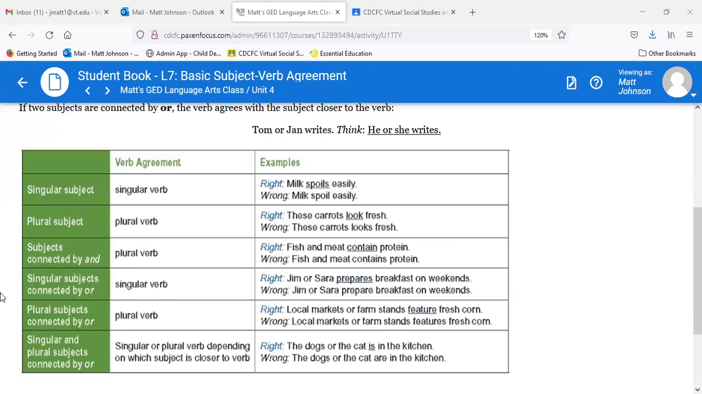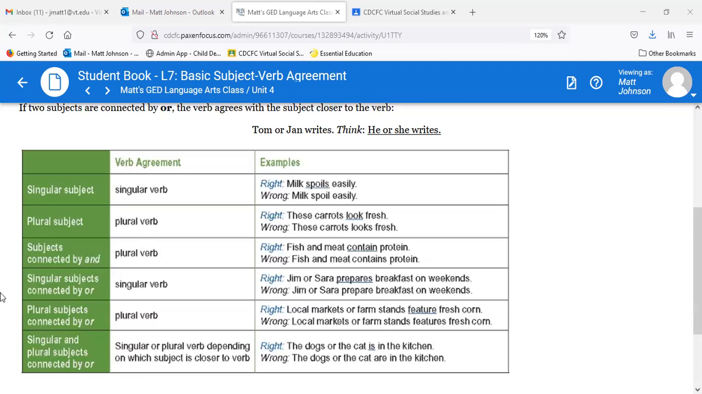Plural subjects connected by or. So of course, we're going to use the plural verb, just like it says above, whatever is at the end of that or. In this case, they're using plurals on both sides of it. Local markets or farm stands feature fresh corn. Plural verb, feature. Local markets feature fresh corn. Farm stands feature fresh corn.